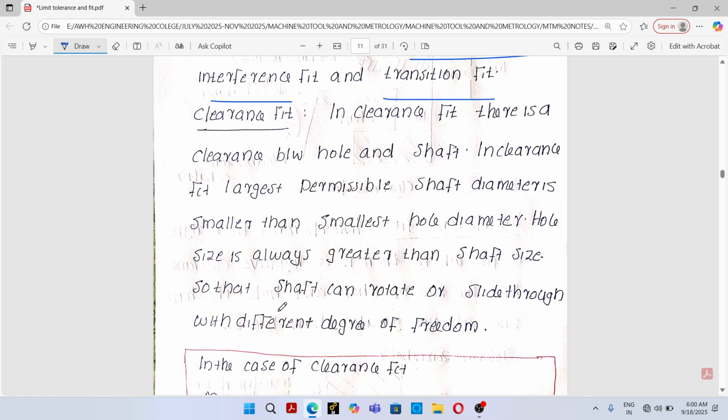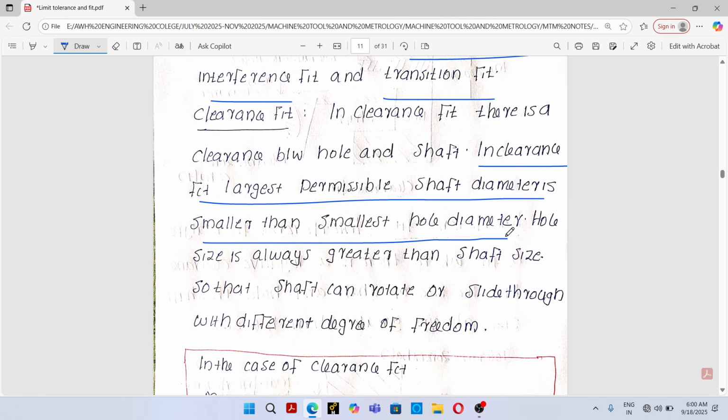So first one, clearance fit. How will you define a clearance fit? In clearance fit, there is a clearance between hole and shaft. So in the case of clearance fit, there is always a clearance between the hole and shaft. In clearance fit, largest permissible shaft diameter is always smaller than smallest hole diameter. That is an important point regarding clearance fit.